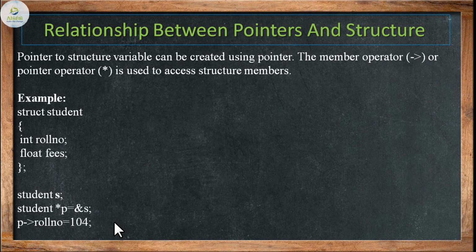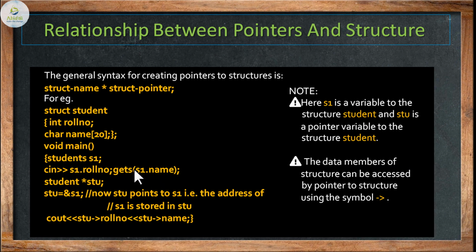Now how can we say they are related, or the relationship has been established? Because the address of the structure member is stored in the pointer to the structure. By using the arrow mark operator or member operator, we can access the data of the structure. Okay, that's the relationship between the structure and the pointer.